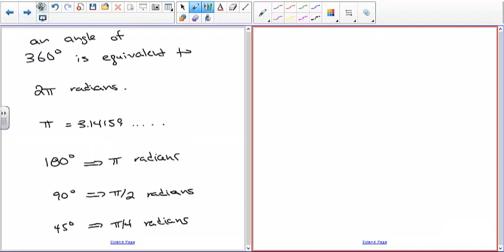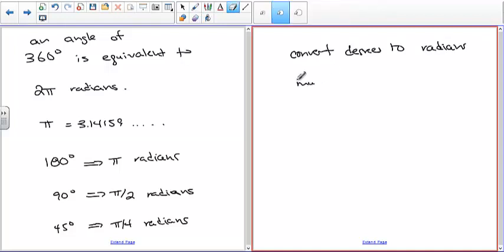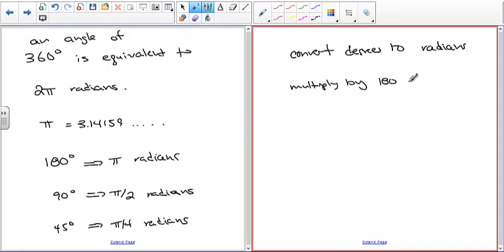So we have this conversion. To convert degrees to radians, what you do is you multiply, or actually divide, well, you multiply by, did this wrong, you multiply by 2 pi and you divide by 180.